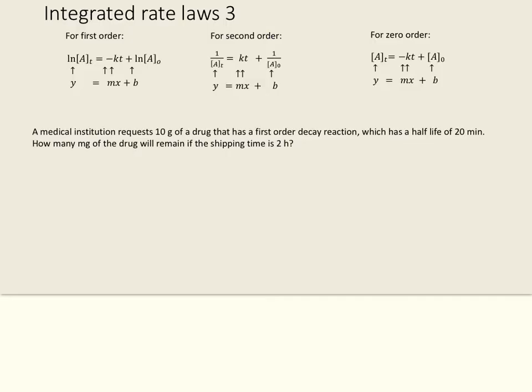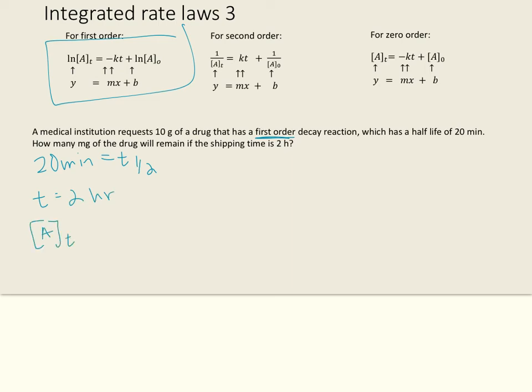All right. Next, this is going to be a decay reaction, and so decay processes are always first order. It says that it's first order, so this time we'll be using this. Our first order is natural log, and it says we have a half-life of 20 minutes. And we want to know how much of the drug will remain if the shipping time is 2 hours. That would be A at time t, because we're given a specific time, in milligrams. And A naught is equal to 10 grams.